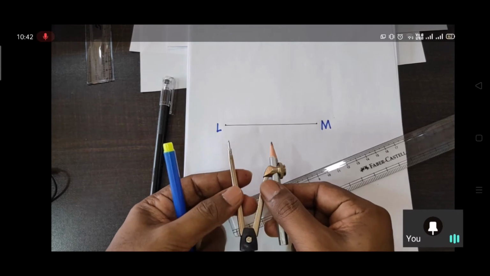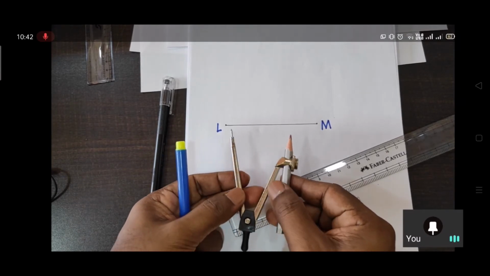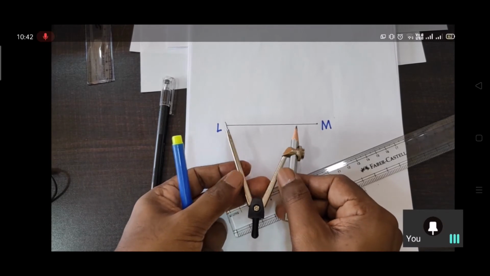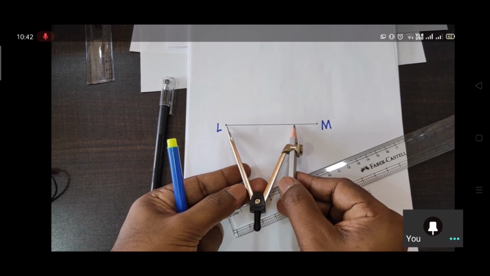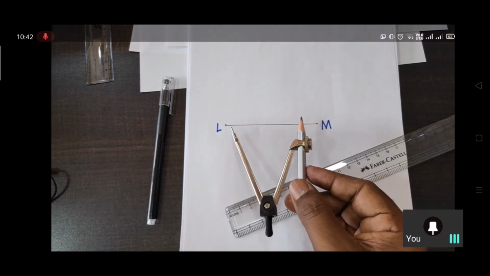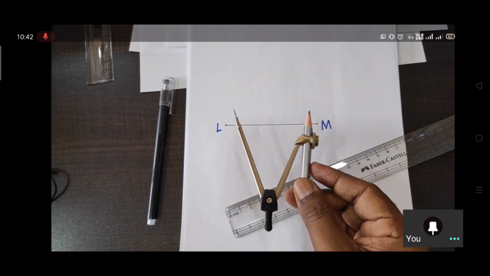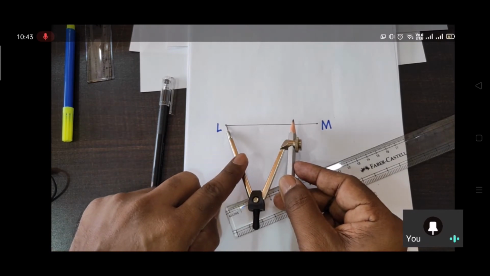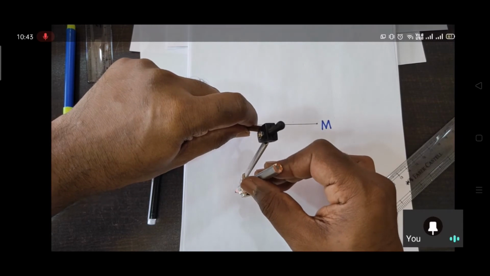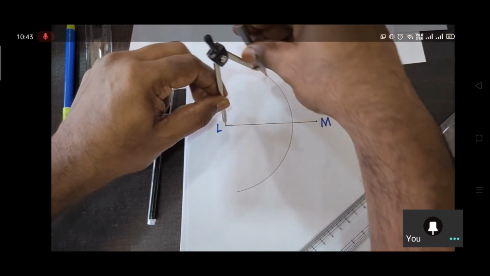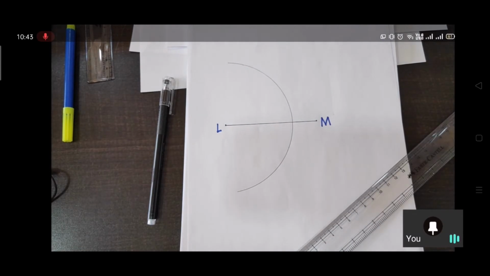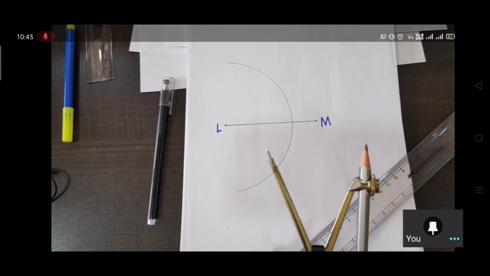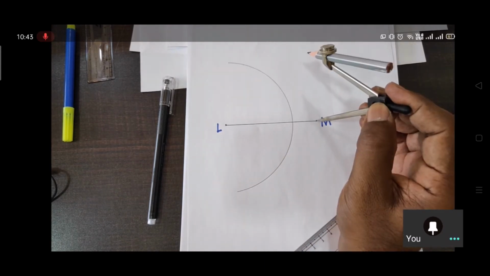And as I said, span should be greater than, it should be more than half. I will take this much, this big. This pointer we have to keep. I will keep it first on point L, and what you have to do? A big arc from down. I will draw it here to show you. Like this big arc. And do not change the span. That is most important.